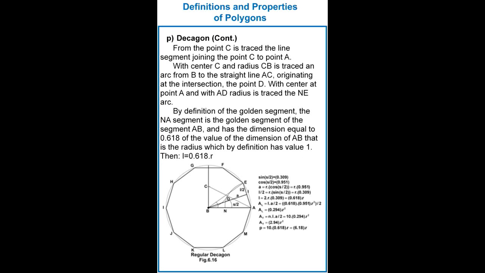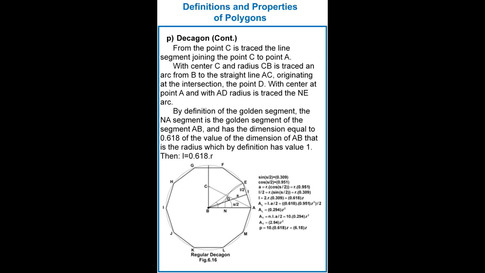In this slide, the process for construction of the regular polygon decagon is continued. The figure 6.16 is displayed again. From point C, the straight line segment connecting point C to point A is drawn. We center at the point C and use the radius CB. An arc is drawn starting at the point B and ending at the point D. We center at the point A and radius AD, the arc ND and its extension NE is drawn.